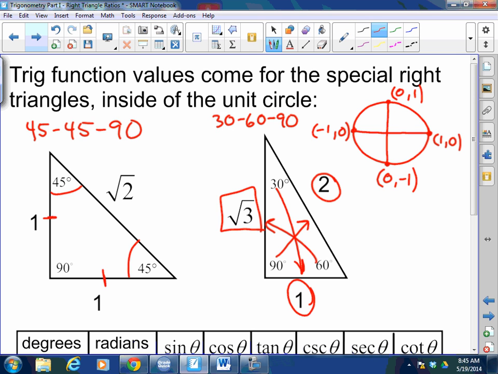Now, that's great, Mr. Morrow. That looks beautiful. What do we do with this?